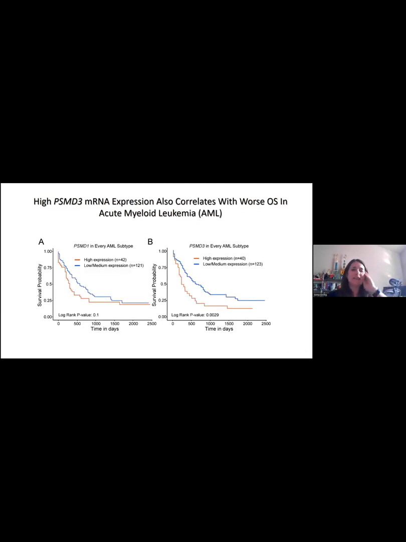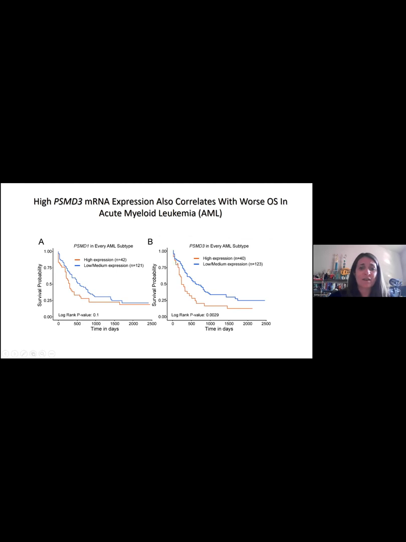So when we looked at every subtype of AML, we saw that PSMD3, but not PSMD1 expression correlated with worse outcomes. However, as you can see on the right, the survival curve kind of tapers off. And so we sought to look at different subtypes of AML.